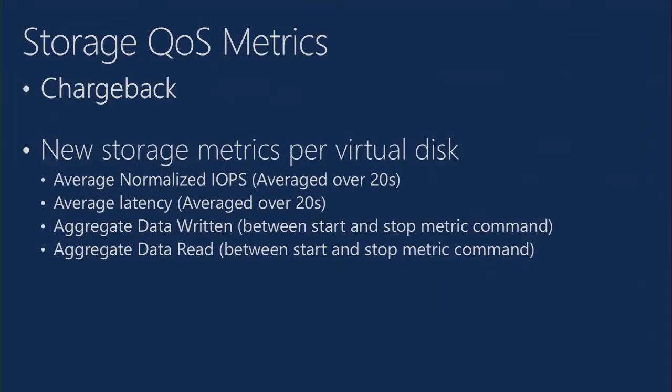And the third thing, storage QoS metrics. Typically, you use metrics for chargeback. We have added a few more metrics: the average normalized IOPS and the average latency. These are a point in time number or value that you can get at any instant. It just averages out, or weighted averages out, over the last 20 seconds. The aggregate data written and aggregate data read is when you start and stop your metrics.